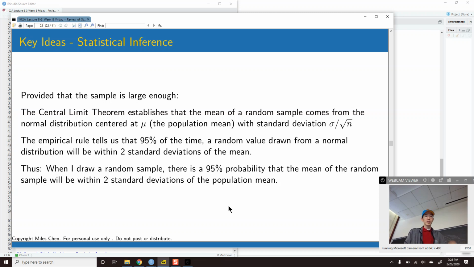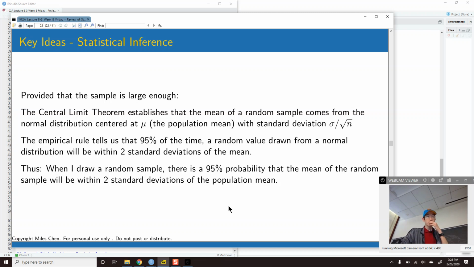So we see that the sample means follow a normal distribution as well. Okay, and so provided that the sample is large enough, the central limit theorem establishes that the mean of a random sample comes from the normal distribution centered at mu, the population mean, with a standard deviation of sigma over the square root of n.